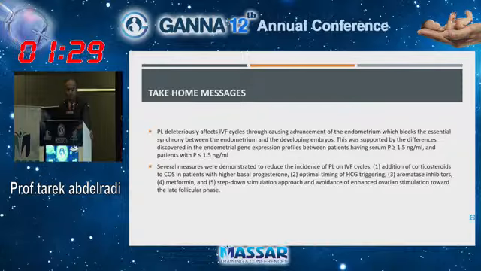Several measures were demonstrated to reduce the incidence of premature luteinization in IVF cycles. One, addition of corticosteroids to control ovulation in patients with high basal progesterone; optimal timing of HCG trigger; aromatase inhibitors; metformin; step-down stimulation approach; and avoidance of enhanced ovarian stimulation toward the late follicular phase.